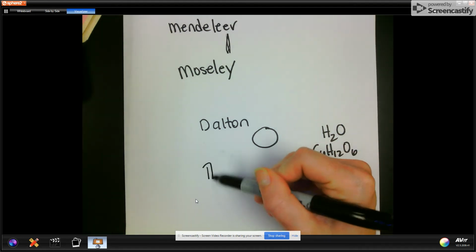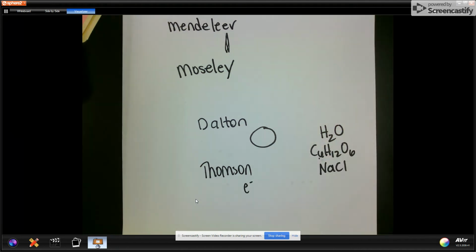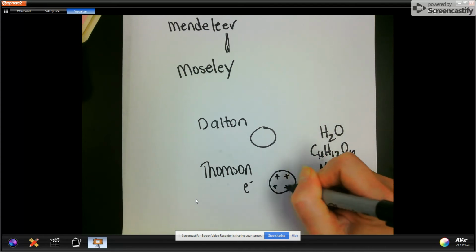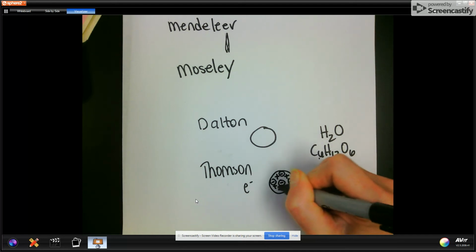And then you have Thomson. Thomson discovered the electrons and that they were negative. He did that with the cathode ray tube. And he came up with what's called the plum pudding or the chocolate chip cookie model. So the dough is positive and all the little chocolate chips are negative.